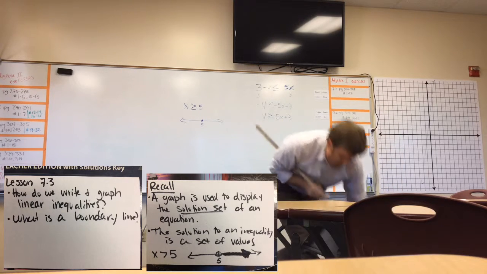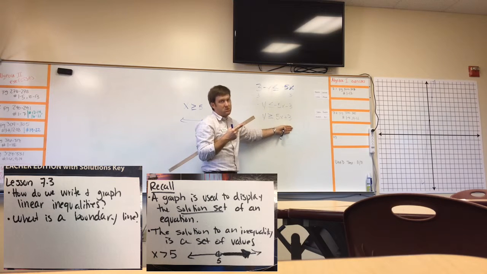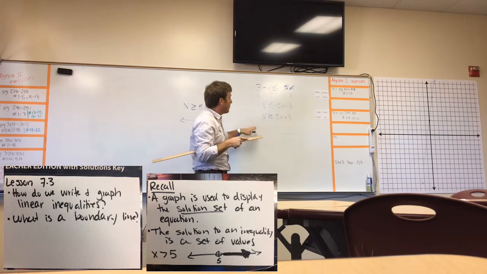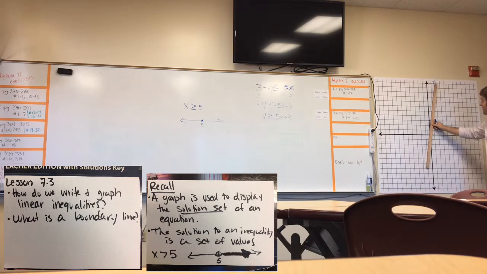But we don't only want the ones where y is equal to 5x plus 3. We also want the values where y is greater than 5x plus 3. So if you can see on the camera, my line is right here. Okay? So it has a positive slope. It's sloping this direction.